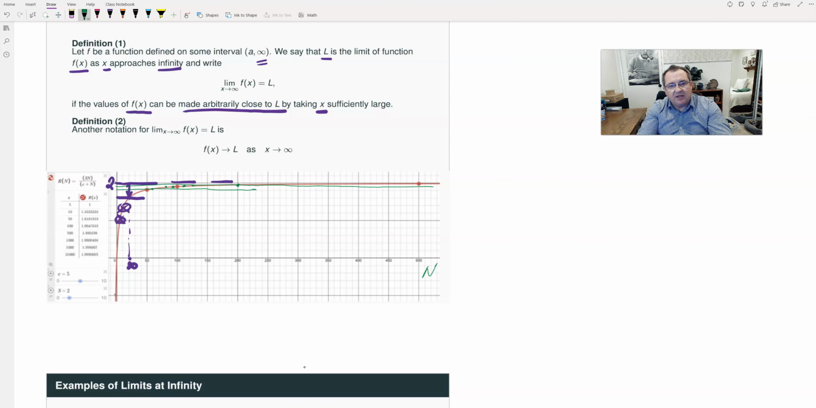It's actually more than that. It means that starting at a certain point, the function stays close to that value. If it does, then we have limits at infinity.